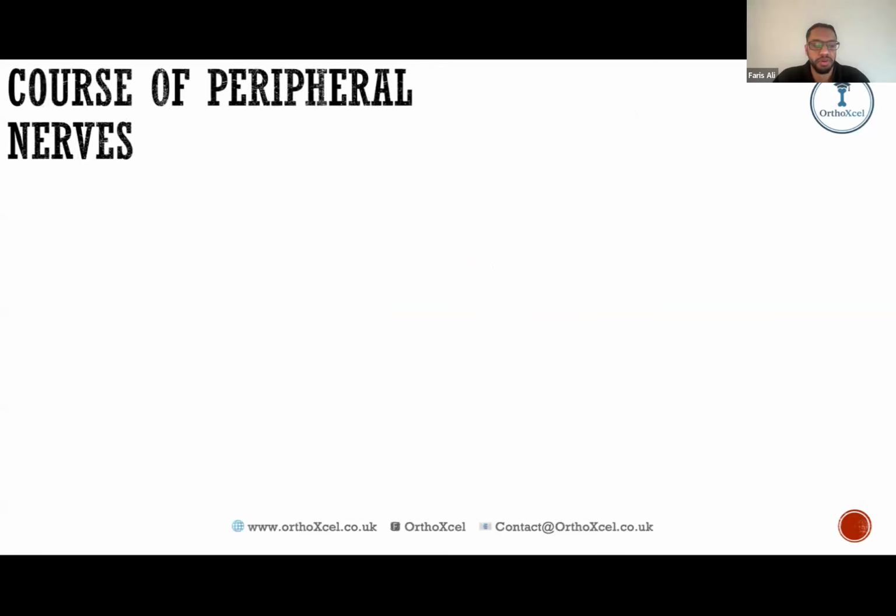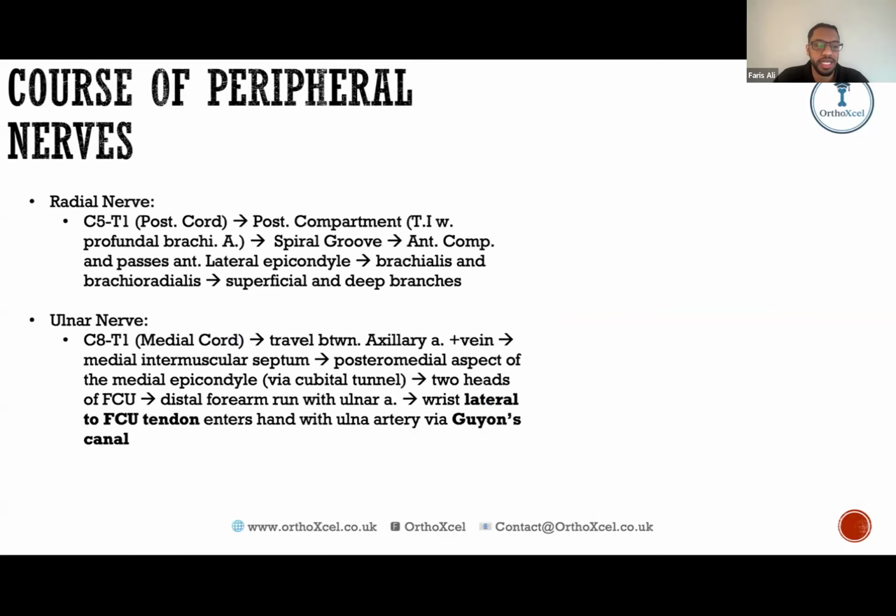As for the course of the peripheral nerves, you have probably gone through this already, but it's very important to summarize it in an easy way to help yourself, because that was the hardest bit of studying all the courses of the peripheral nerves. So try to have small bullet points, which is how I used to do it. For example, the radial nerve is a branch of the posterior cord and arises from C5 to T1.